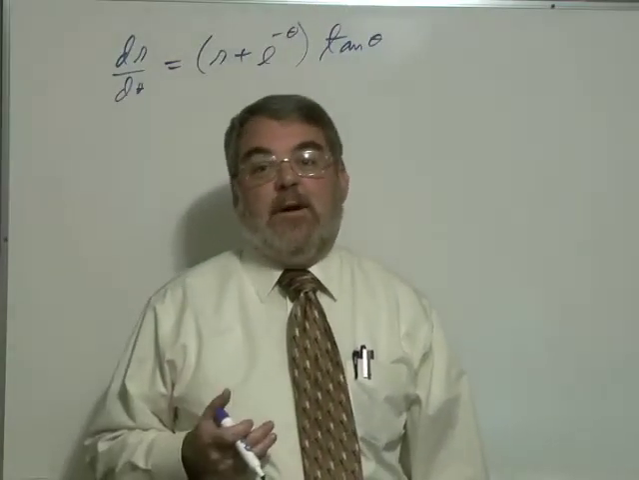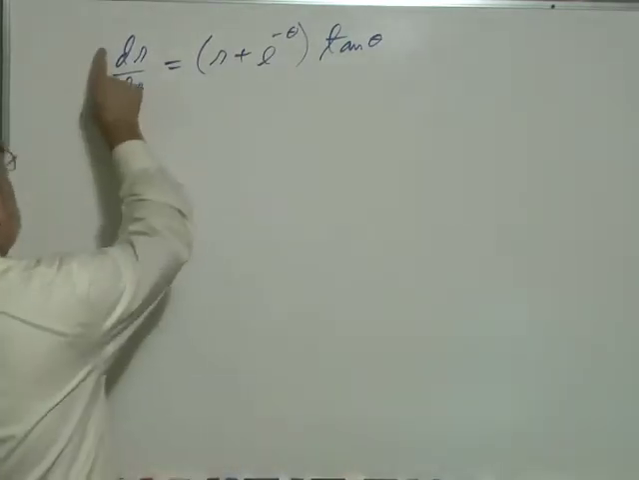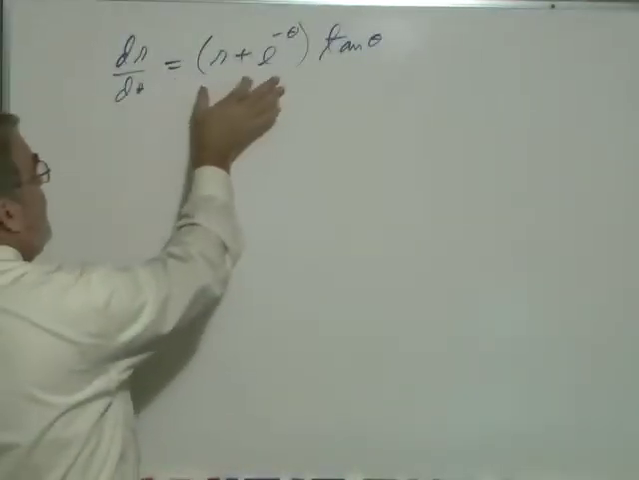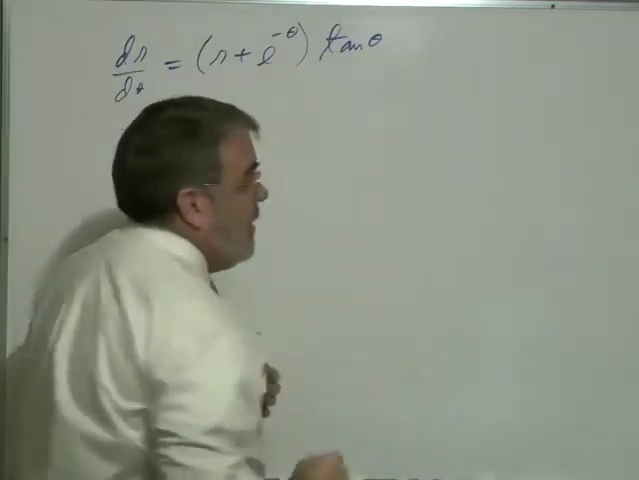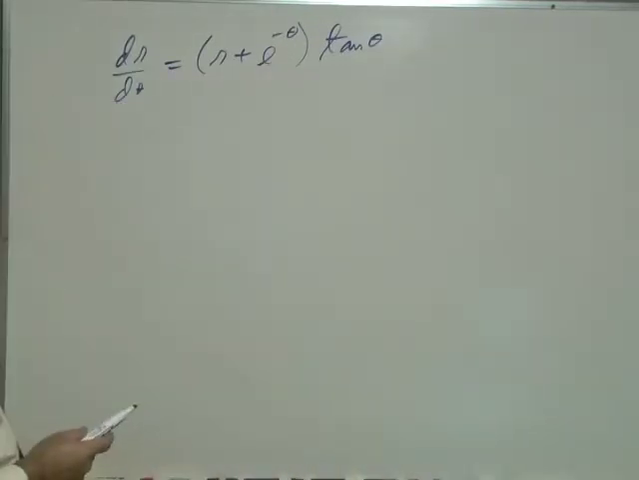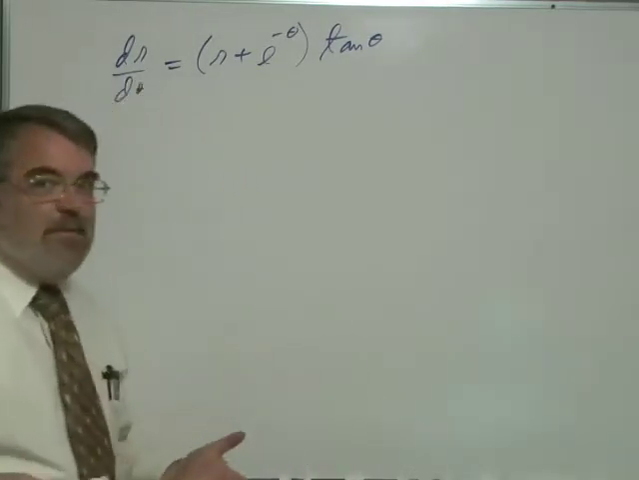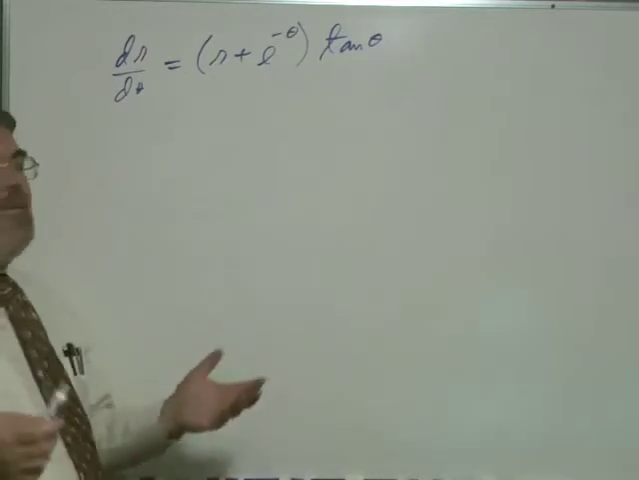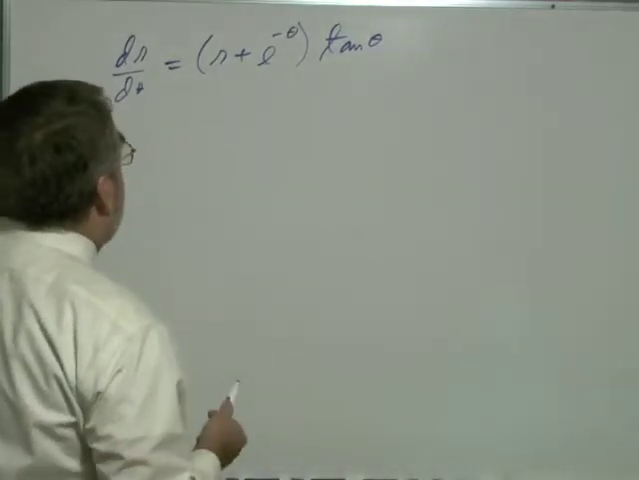This is problem 5 on page 97. dr/dθ = (r + e^(-θ)) tan θ. Well, I don't remember ever doing this one before, and a lot of the problems I'm working in these videos are problems I'm doing for the first time. So we'll see what happens here.